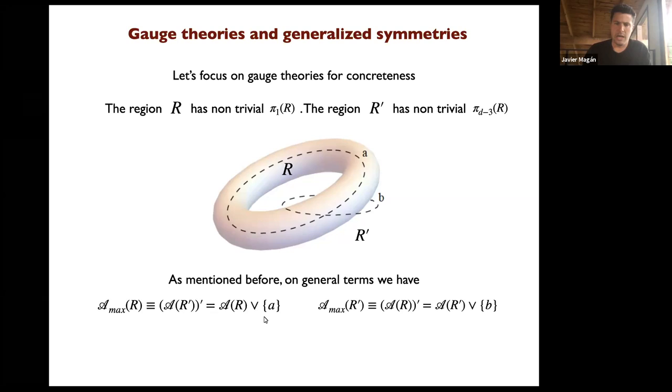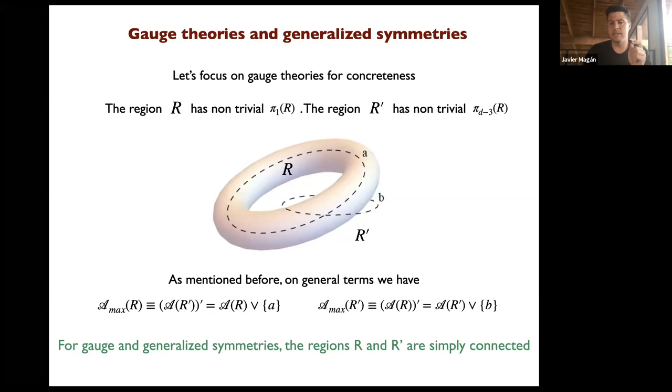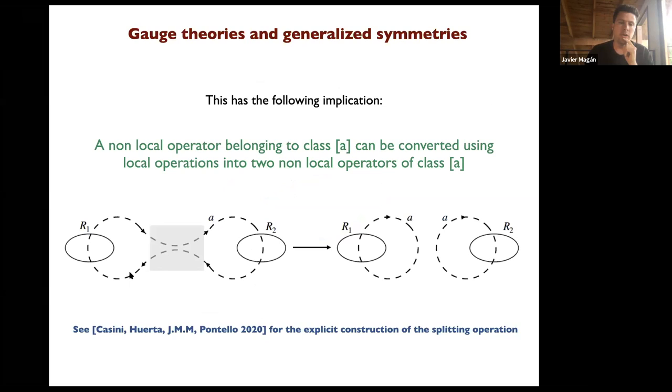Now, an important distinctive feature of gauge and generalized symmetries is that the proposal says that the regions R and R prime are simply connected. And this has an interesting implication, and it is the following. Consider a non-local loop of class A, depicted in the left part of the figure. The implication is that we can convert this non-local operator of class A into two non-local operators of class A just by doing local operations in the gray region.